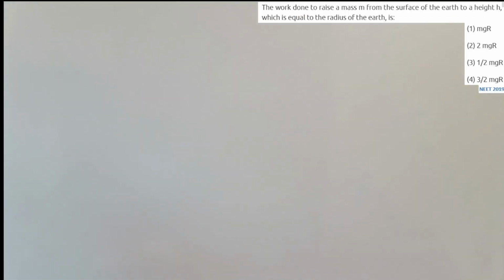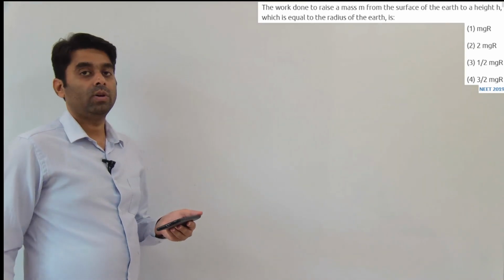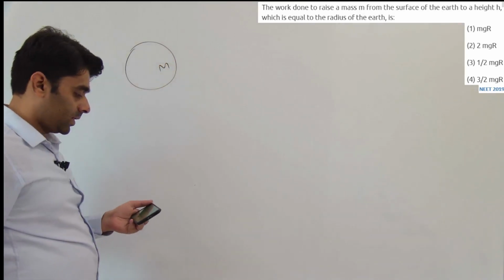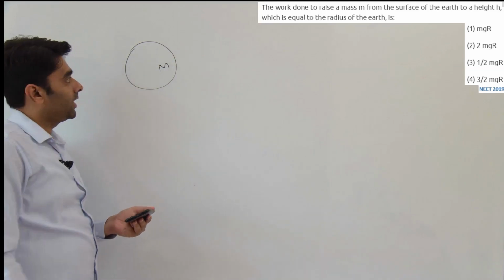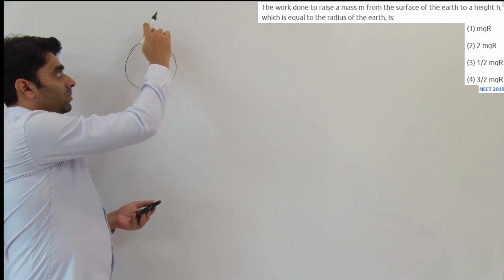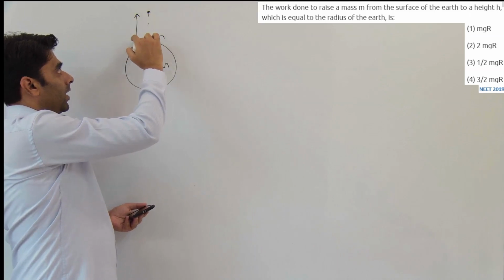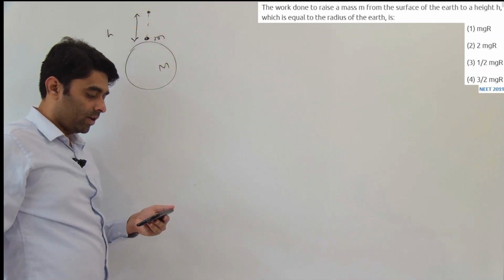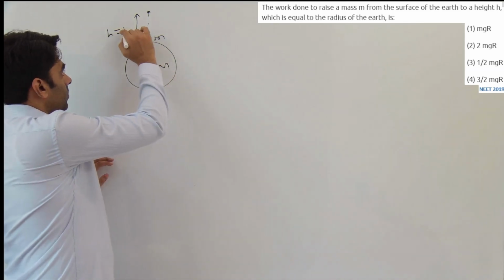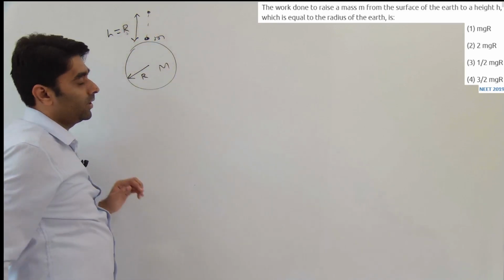The next question is: work done to raise a mass m from the surface of Earth to a height h. Let's say this is Earth, with mass capital M, and small m is the mass being raised from the surface to a height h, which is equal to the radius of the Earth. So h is equal to r.